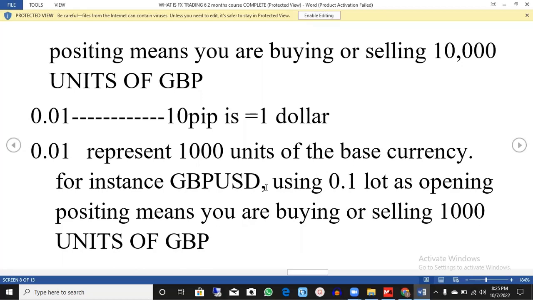So, same thing, GBP USD, if you're using 0.01 as the opening lot, sorry, this is an error. As the opening lot, it simply means that you're buying or selling 1,000 units of GBP. Imagine your account is even $10, you can actually trade, but you're going to trade with 0.01. Once you click that buy position, you actually bought 1,000 USD or 1,000 pounds or 1,000 euro, depending on what is the base currency.